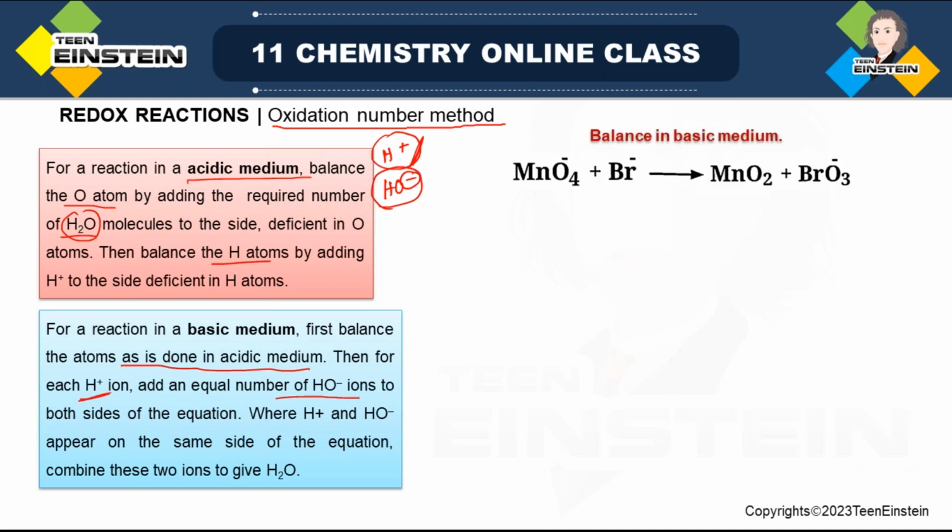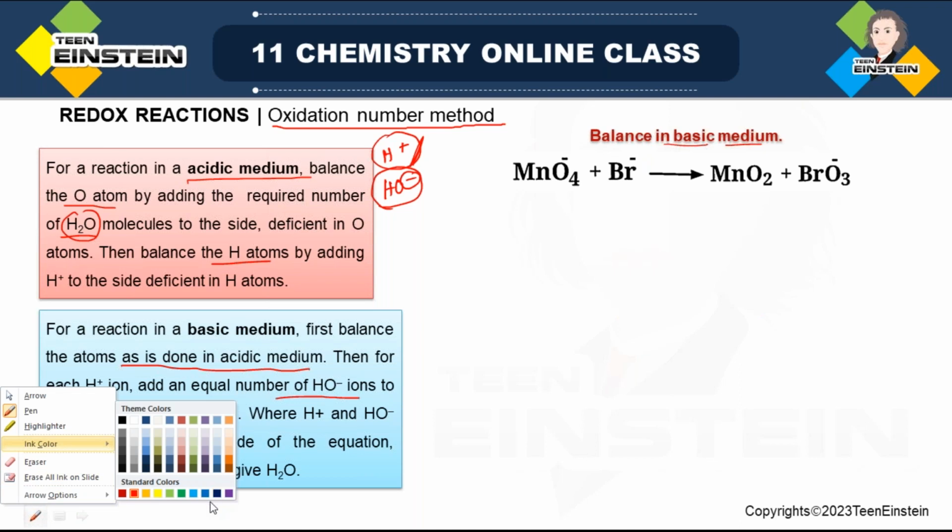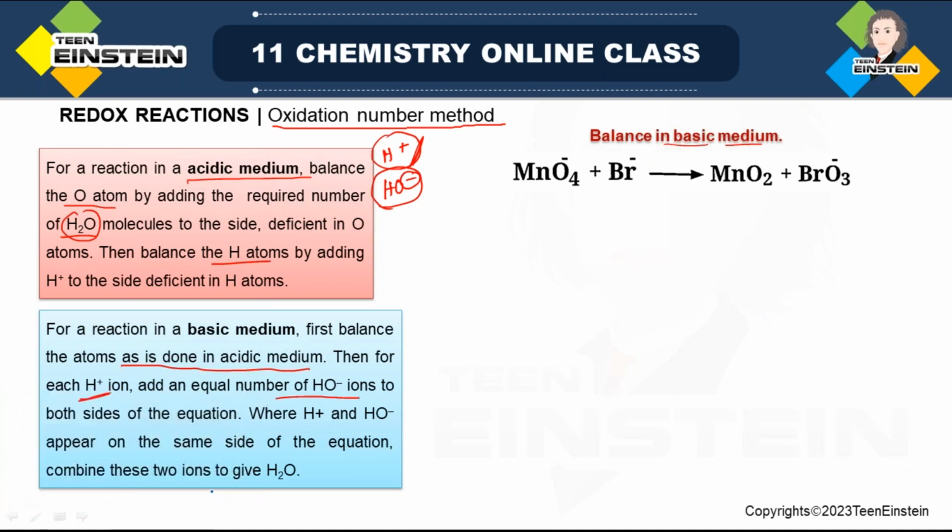So see here we have this reaction: permanganate ion plus bromide ion, and then there is formation of manganese oxide, MnO2, and BrO3 minus, bromate. So we have to balance this in base, keeping in mind that this reaction is occurring in basic medium. So obviously we can add H2O or HO minus, but not H plus.